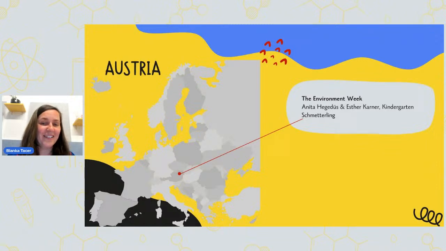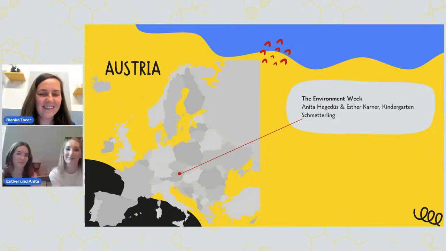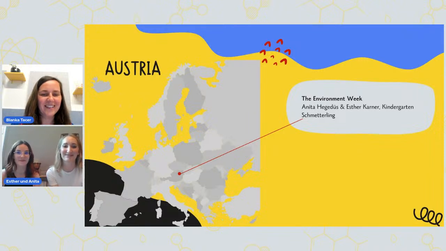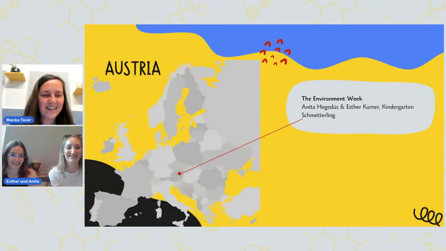Okay, so now it's time to invite our first presenters. Those are Anita Hegedüs and Esther Karner from kindergarten Schmetterling. Let's see them here. Okay, so welcome Anita and Esther. And the participants can guess who is Anita and who is Esther, right? Yes. Both have glasses. So the red hair is Esther and the blonde hair is Anita.